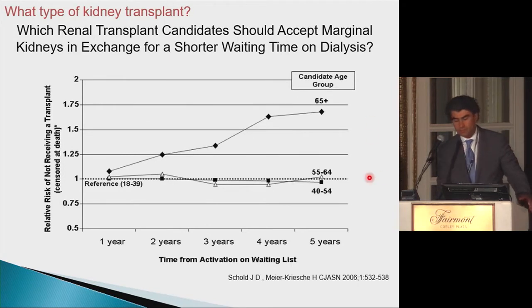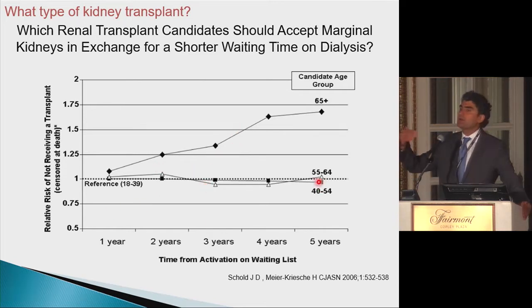If you look at this study by Meyer-Krish, patients older than 65 years old had a higher chance of getting deactivated from the list, either because they died or because they developed some complication. And this increases over time. So the longer they are on dialysis, the higher the chance they will not get transplanted. So those are the patients that probably would benefit from lower quality kidneys to come off dialysis sooner.